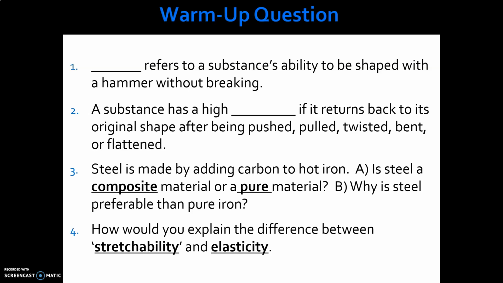So before we review anything that we've already done, I want to do a quick warm-up question. All right, so for number one, blank refers to a substance's ability to be shaped with a hammer without breaking. Number two, a substance has a high blank if it returns back to its original shape after being pushed, pulled, twisted, bent, or flattened.